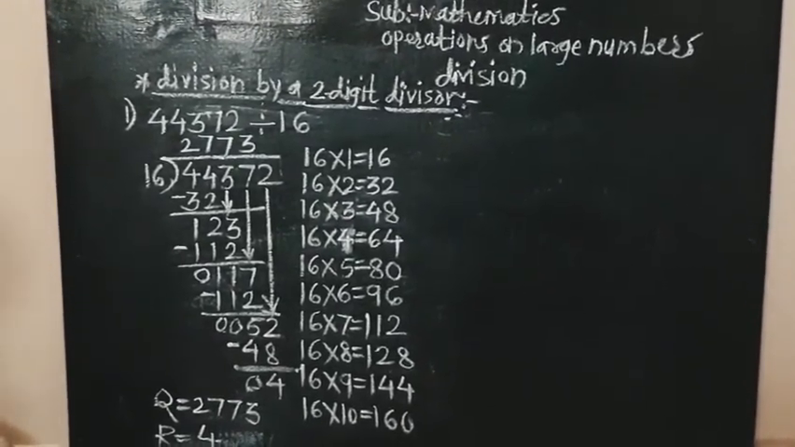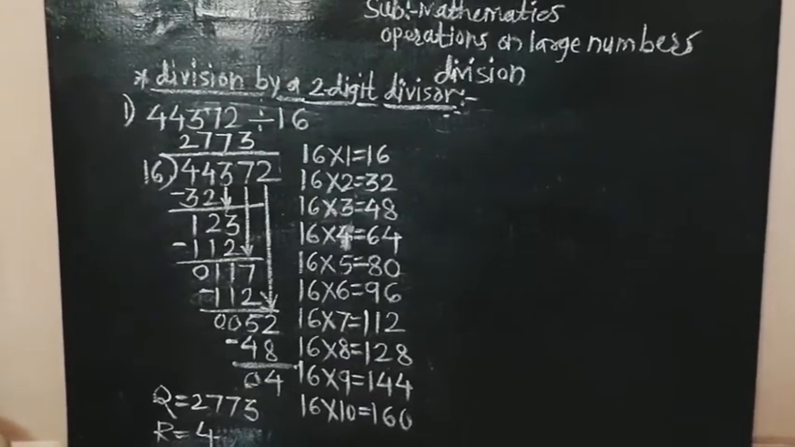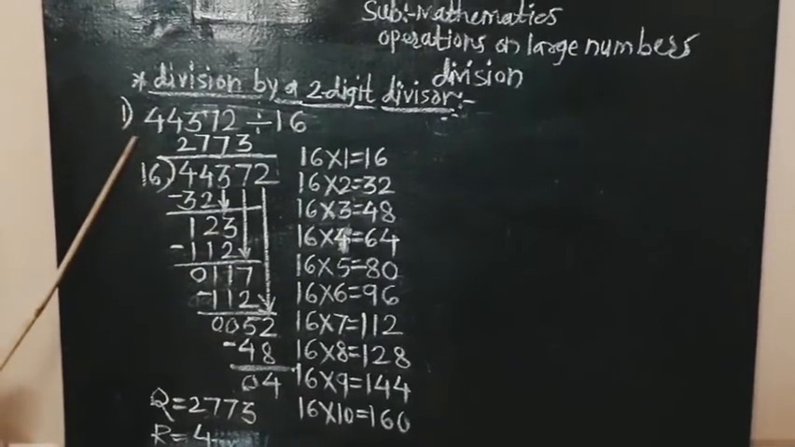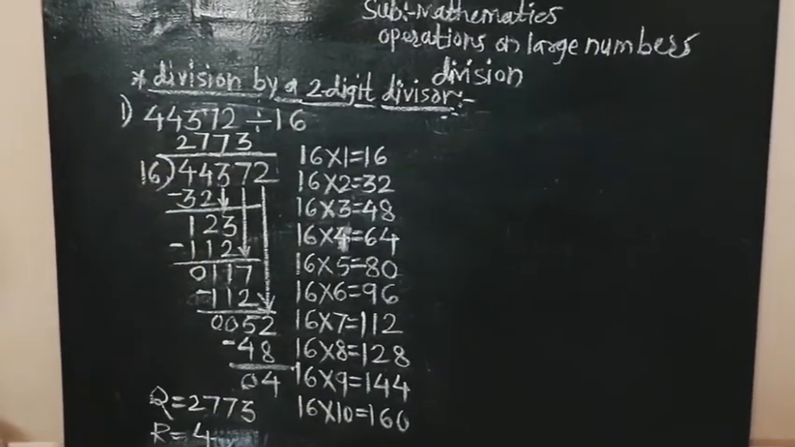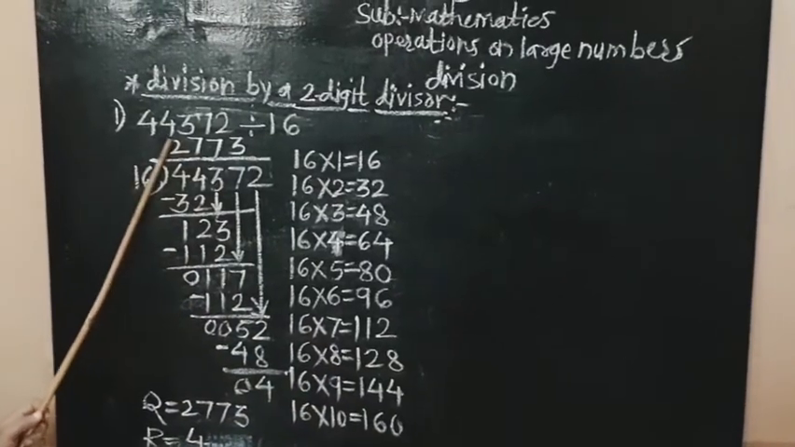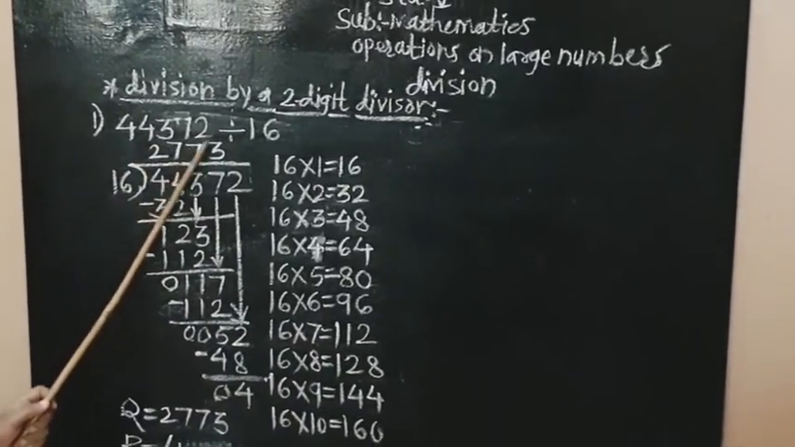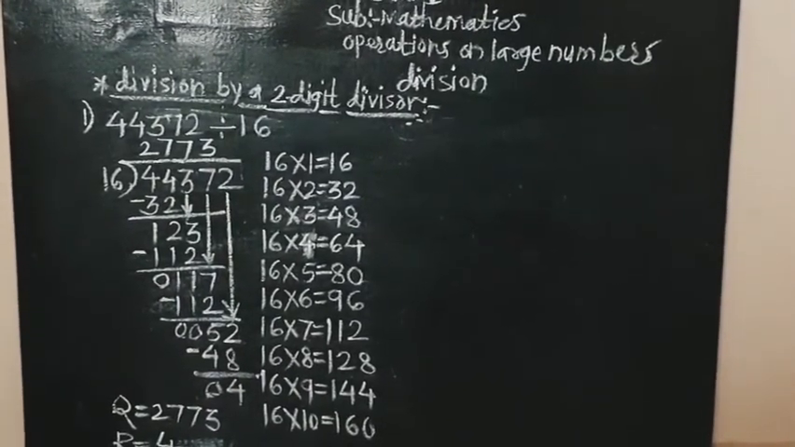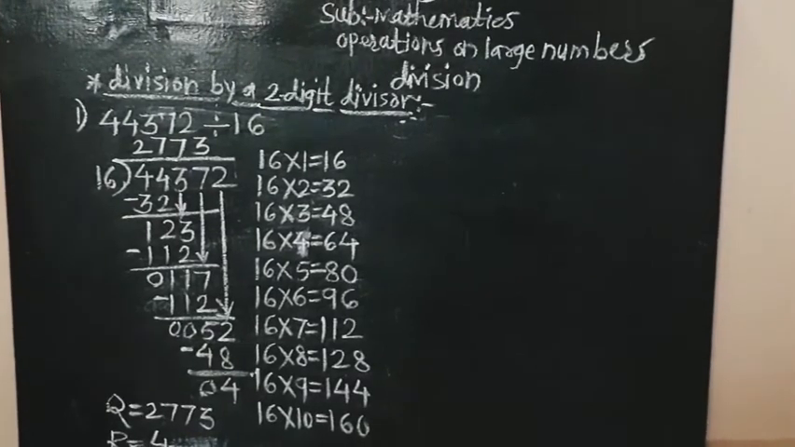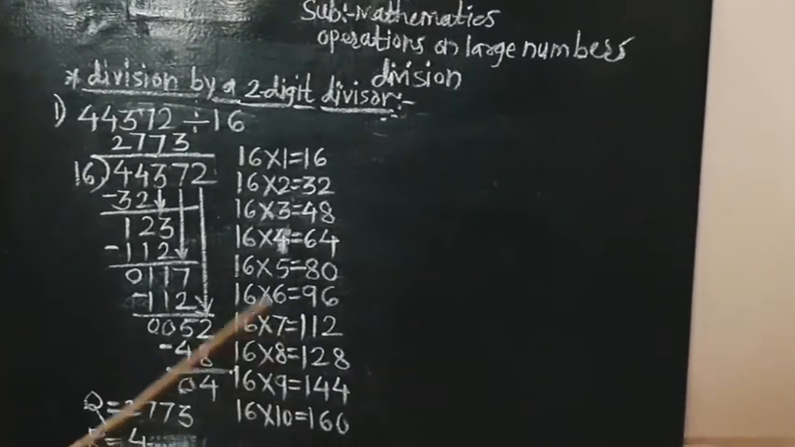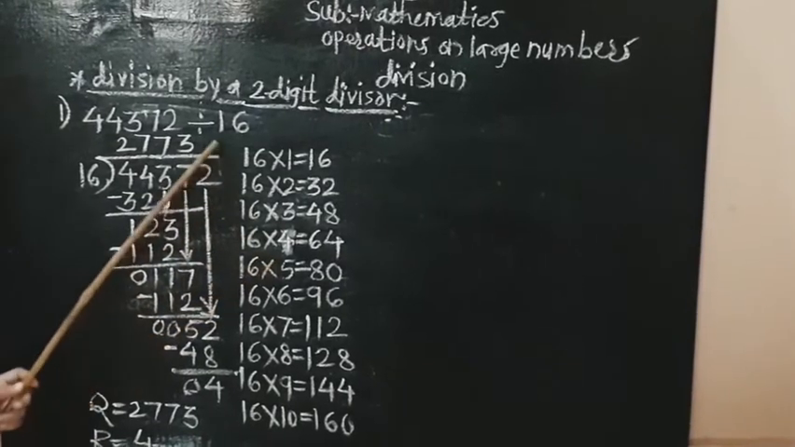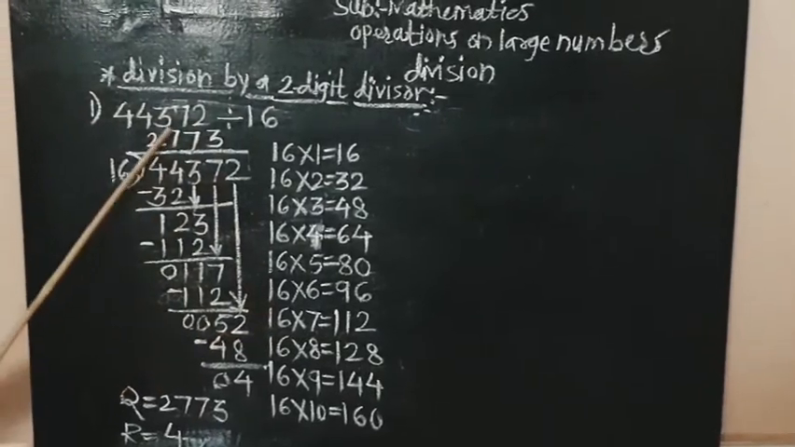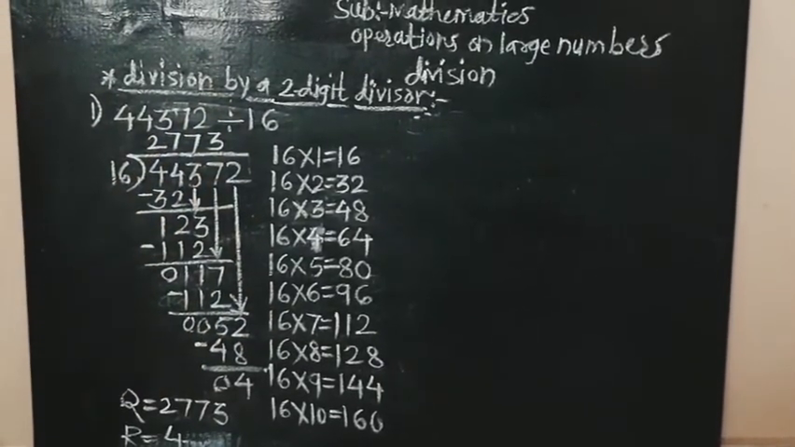Now let's learn and understand how to divide by a 2-digit divisor. On the blackboard you can see one example is given here. What is that example? 44,372 divided by 16. Last class I taught you that this is the divisor and this is the dividend.